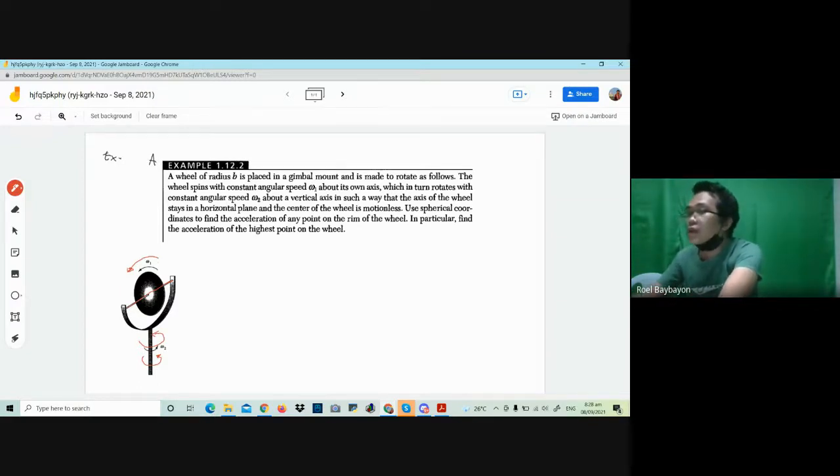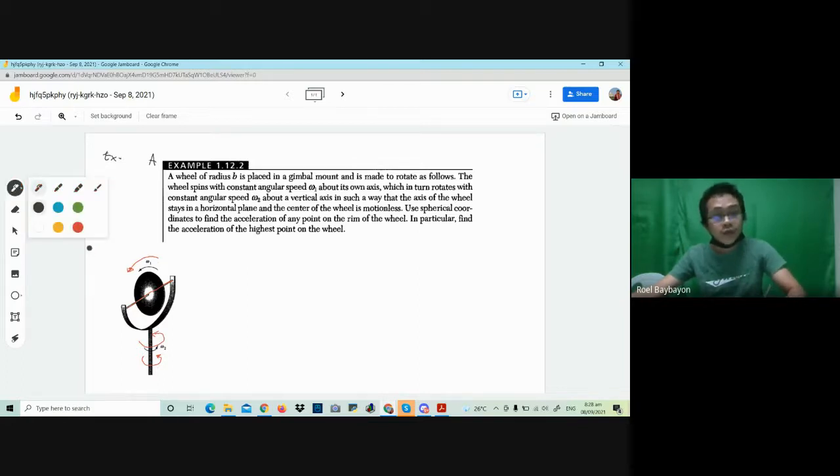Okay? So, to calculate the acceleration, we know that acceleration has three terms: in terms of radial, in terms of phi, and in terms of theta. But first, let us look at what the position r is in this system, what is theta, and what is phi. In this case, your r is fixed. Your r is just the radius of the wheel.